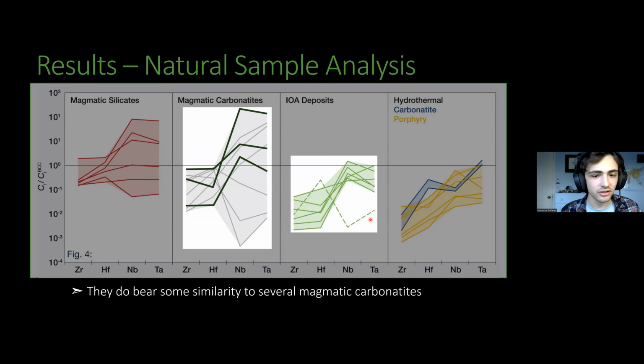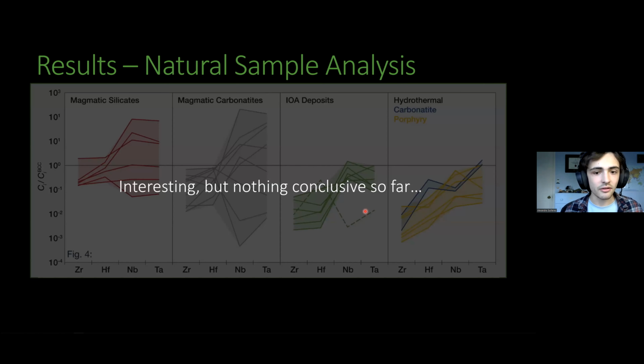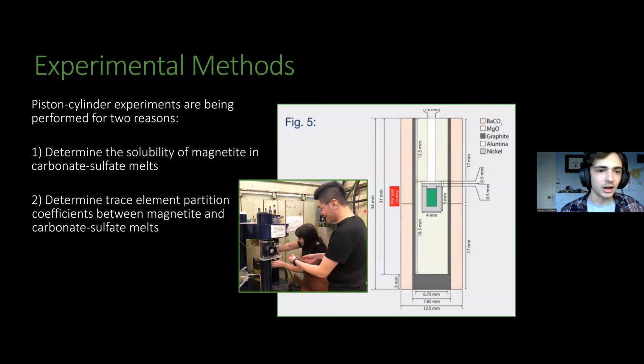However, they do bear some similarity to some carbonatite samples, not all, but some. And we're so far thinking that this may be a mineral phase within carbonatites that acts similar to an IOA, something we'll have to look into more, especially with our experimental samples. This is all very interesting, however, nothing conclusive so far. And onto our experimental methods.